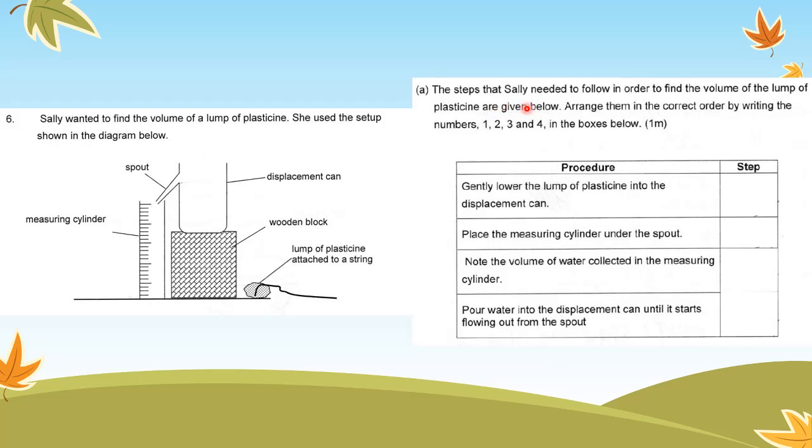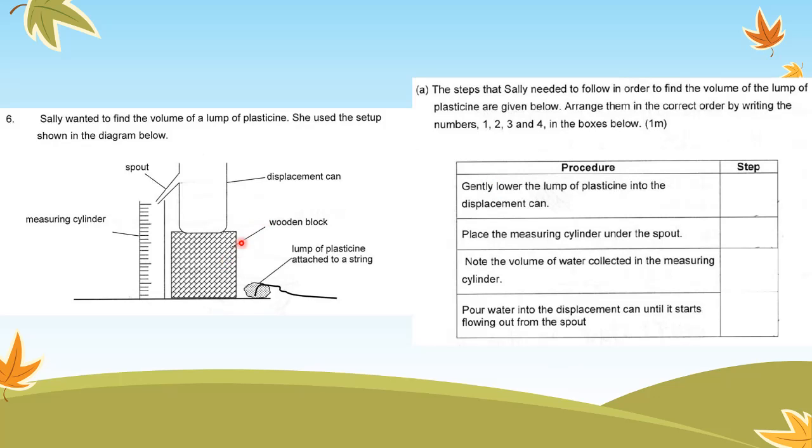The steps that Sally needed to follow in order to find the volume of the lump of plasticine are given below. Arrange them in the correct order by writing the numbers 1, 2, 3, 4 in the boxes below. Now this is a very common PSLE type of question where they give you the steps or the procedures, and they ask you to number which one comes first, which one is second, which one is third. Okay, so this one is important and it's actually very easy to do.